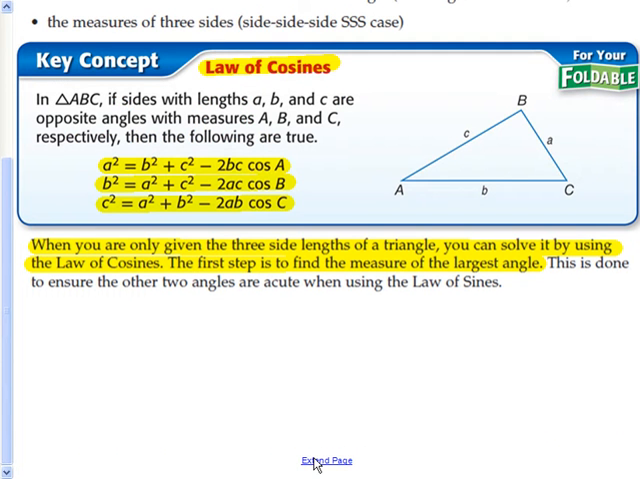Now the important thing that you need to remember is when you're using the law of cosines and you're given 3 side lengths, you have to start with the largest angle. If you start with one of the smaller angles, you'll do all the work correct, but then you're going to end up getting the wrong answer.